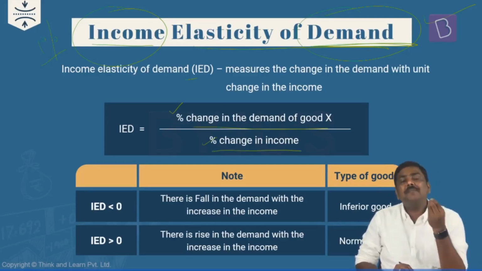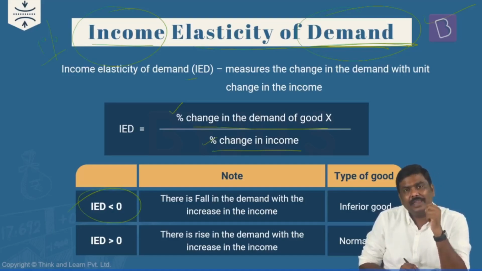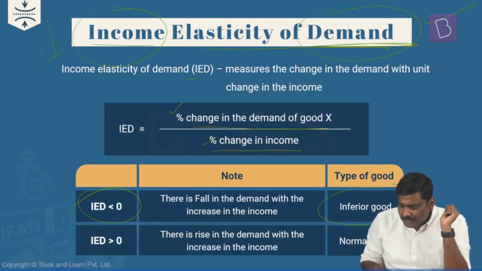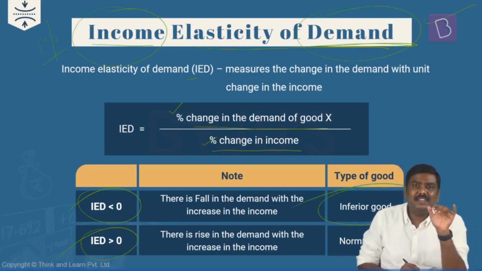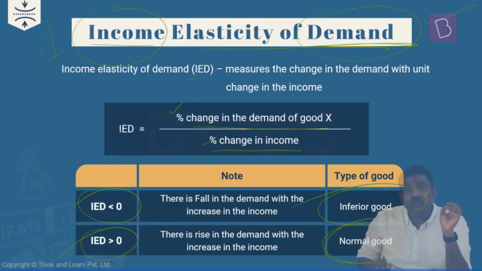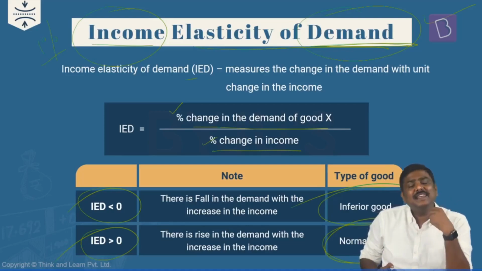Now when we apply this and get an IED less than 0, income elasticity of demand is less than 0, we will refer to those particular goods as inferior goods, and in case of IED greater than 0, we will refer to these particular goods as normal goods. Now, what is the meaning of this? Let's take an example here.